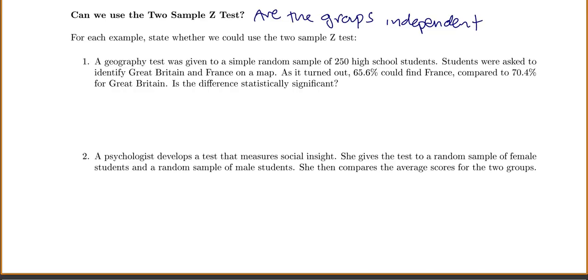So number 1, a geography test was given to a simple random sample of 250 high school students. Students were asked to identify Great Britain and France on a map. As it turned out, 65.6 could find France compared to 70.4 for Great Britain. And is this difference statistically significant? Okay, so first, could we use a z-test here? Well, we asked the same students both questions.